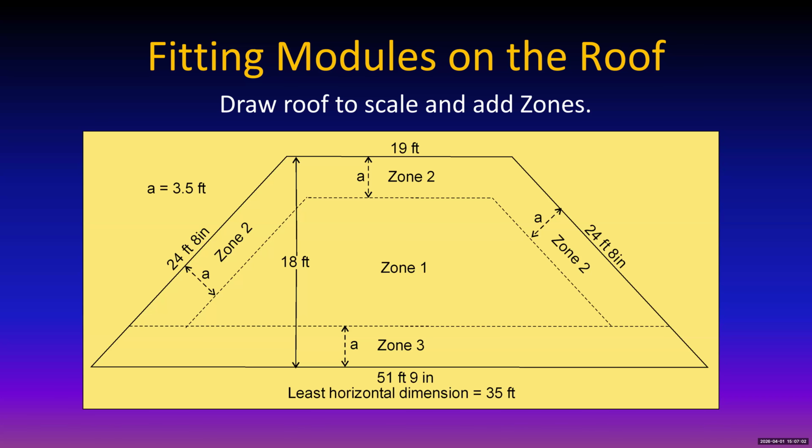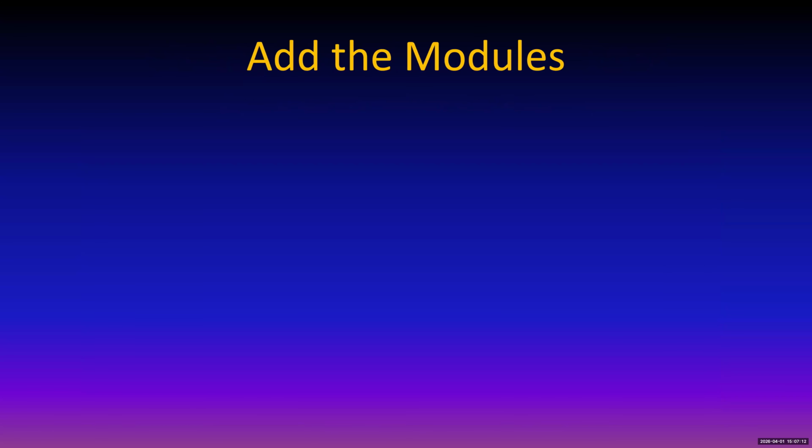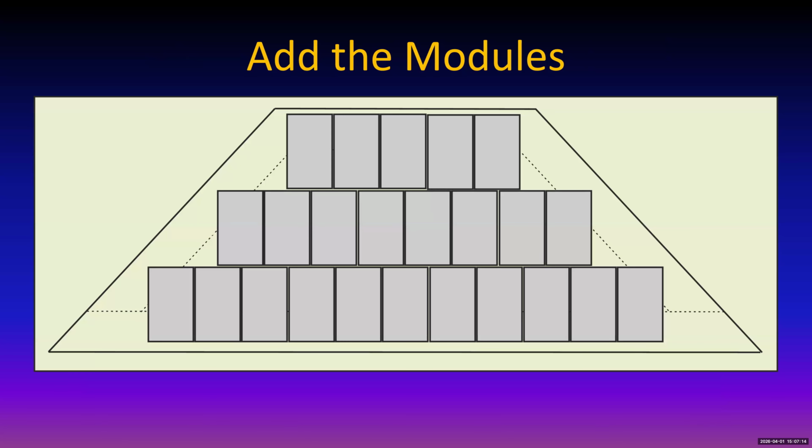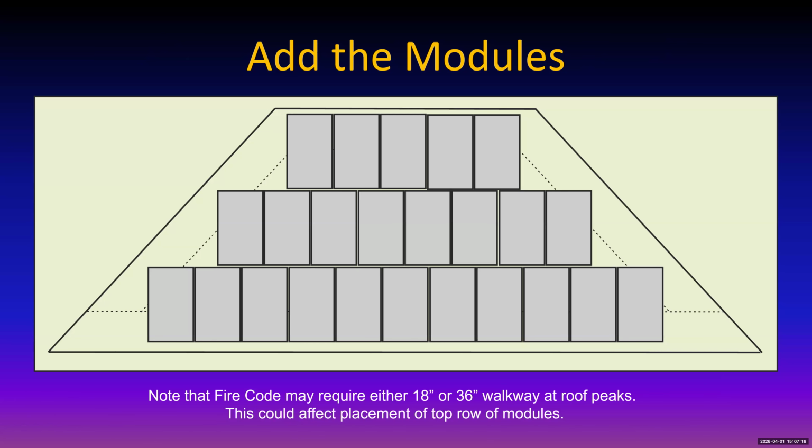You want to get these zones indicated on your roof, and there's lots of software that will do this for you automatically. You just tell it the dimensions and it'll lay this out. And then you add the modules. They might look like this, or it's very likely that the fire code is going to say, hey, you can't do them on top like that, because you need either an 18-inch or a 36-inch walkway up there, depending on whether or not your array will cover more than 33% of your total roof area.